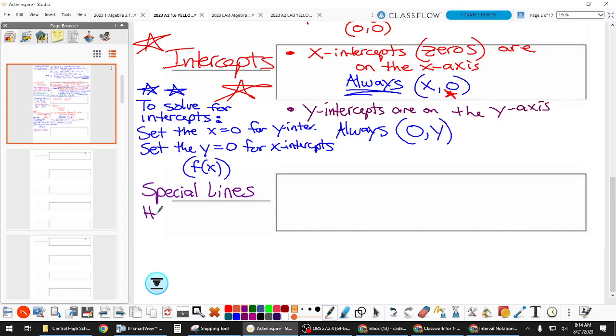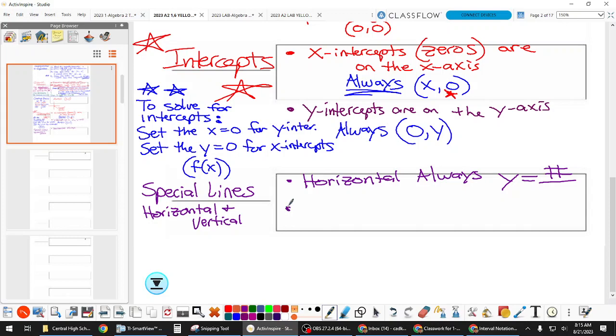So a horizontal line is always going to be y equals something. I'm just going to put a number sign there. So it's just going to be y equals a constant. No variable. So there's not going to be an x in there because that would turn it into a diagonal line. So it's just y equals some constant number. And vertical is always going to be x equals some number.